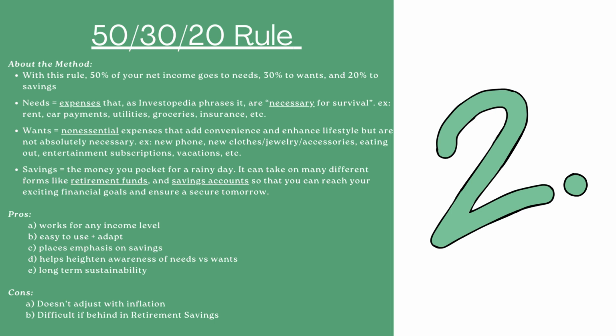Next, we have wants. Your wants are non-essential expenses that add convenience and enhance lifestyle, but are not absolutely necessary. Examples are new phones, new clothes, jewelry and accessories, eating out, entertainment subscriptions, vacations, etc. These are all fun things that you can integrate into your spending, but you have to keep it within the 30% limit and not go overboard.